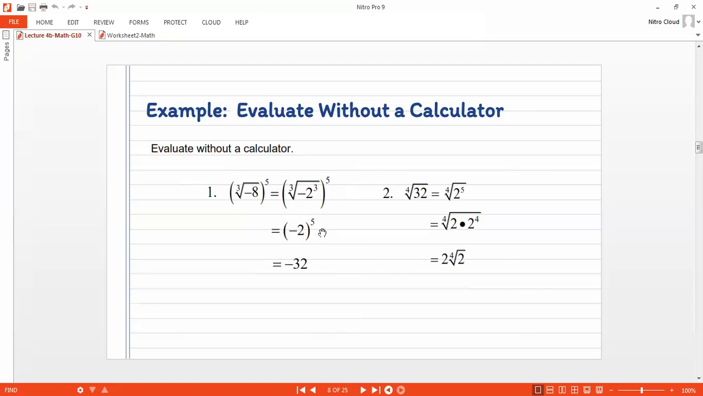And we have also here the fourth root of 32. This is possible because 32 is positive. So when we have an even index, you should make sure that what we have inside the radical is positive.